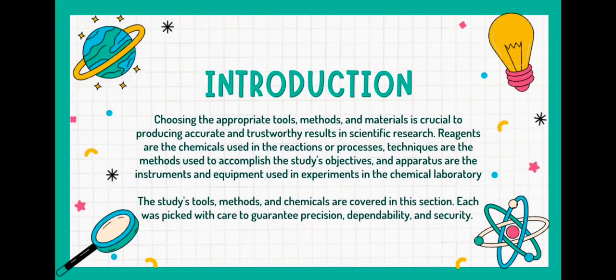Introduction. Choosing the appropriate tools, methods, and materials is crucial to producing accurate and trustworthy results in scientific research. Reagents are the chemicals used in the reactions of processes. Techniques are the methods used to accomplish the study's objective. And apparatus are the instruments and equipment used in experiments. The study's tools, methods, and chemicals are covered in this section. Each was picked with care to guarantee precision, dependability, and security.